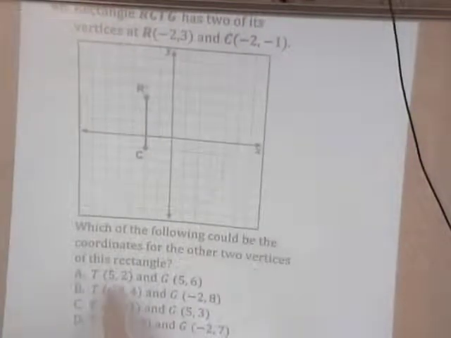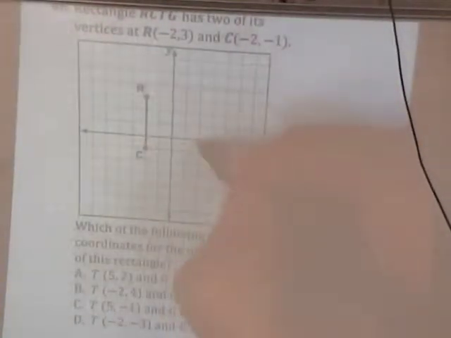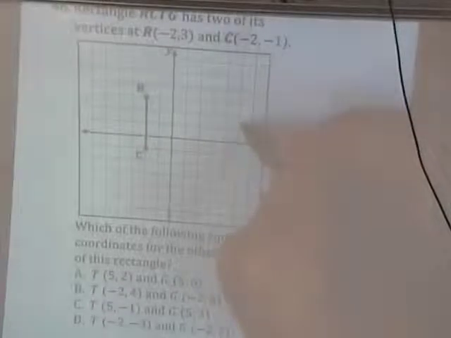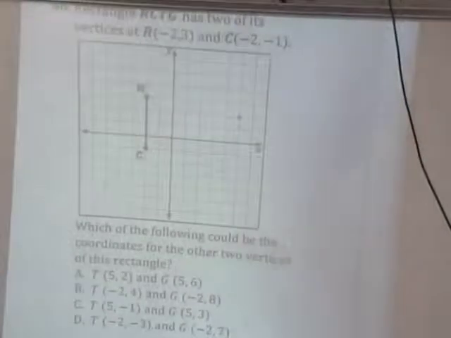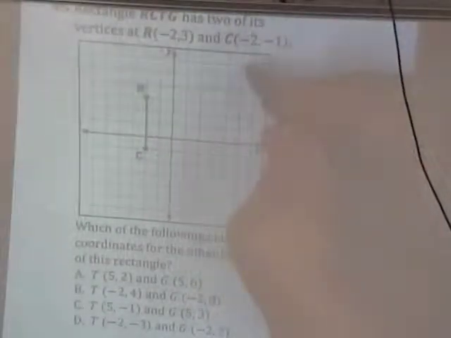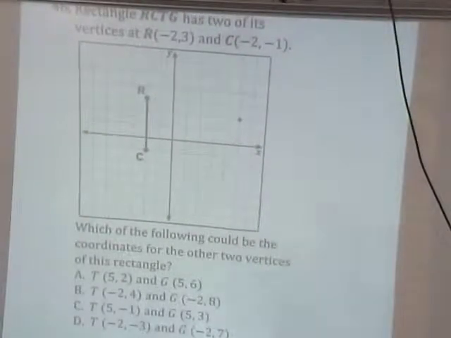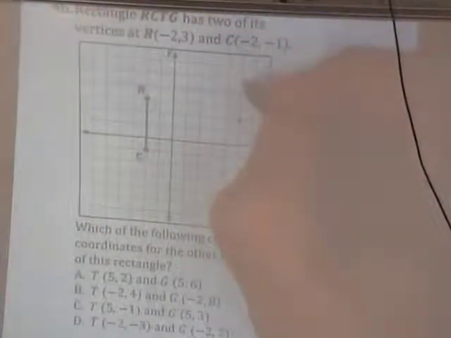Let's check A first. 5, 2. 1, 2, 3, 4, 5, and 2. And 5, 6. That's not going to give me a rectangle, is it? 5, 2 and 5, 6 would not give me a rectangle.